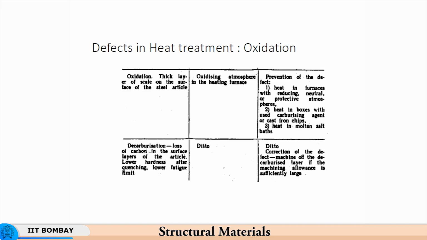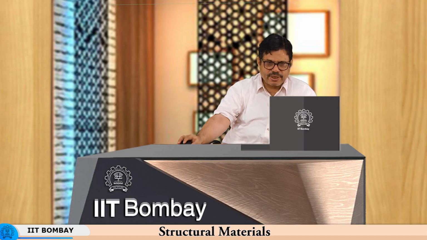Decarburization is something where carbon is lost from the surfaces, and therefore surface becomes devoid of carbon, loses strength, and then the correction is in the form of machining off the decarburized layer, because you cannot bring the carbon back once it has got decarburized. You do not know how much carbon is, what is the depth of decarburization. So it is not that if you carburize it back it is going to help you. So the correction is that you just machine off the decarburized layer and take care of it.